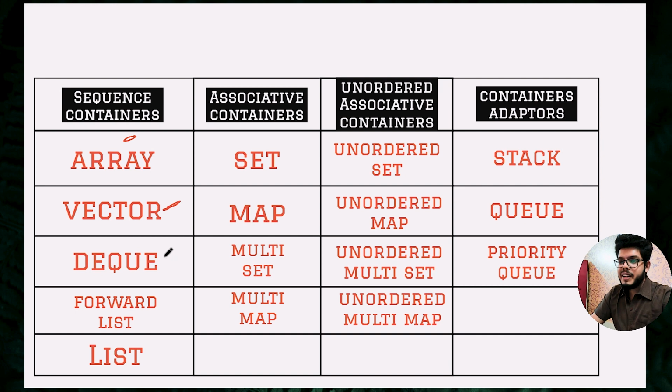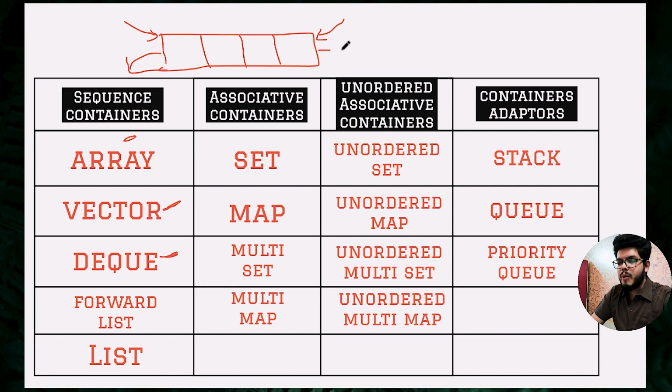And then we have the doubly ended queue, that is the Deque. It is also a linear container, but it is somewhat different from array and vector. We can expand the container from both the sides, and we can again contract the container from both the sides. What do I mean by that? I mean, we can add elements to both sides of the deque, that is the start of the deque as well as the end of the deque. We can also delete elements from both sides of the deque, from the start as well as from the end. So it's called a doubly ended queue.